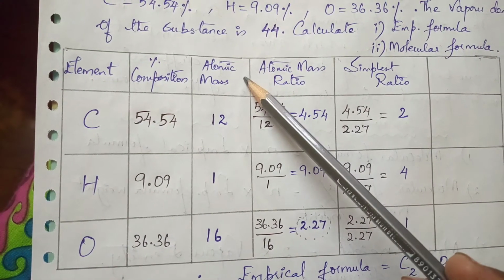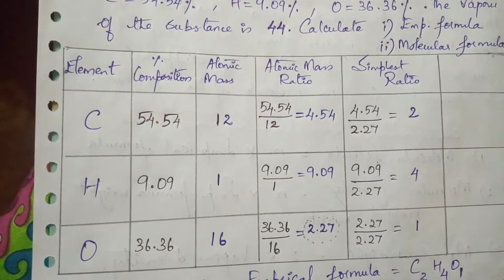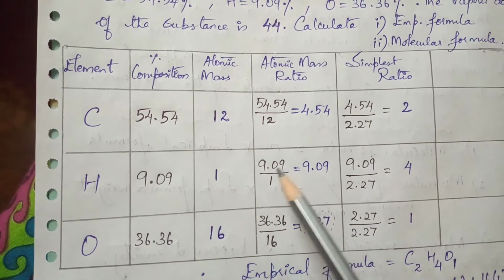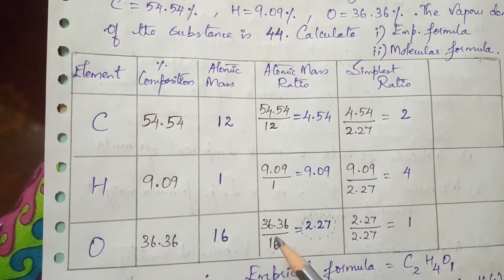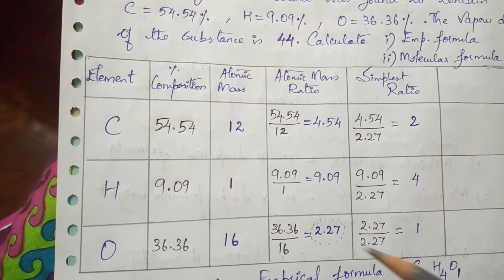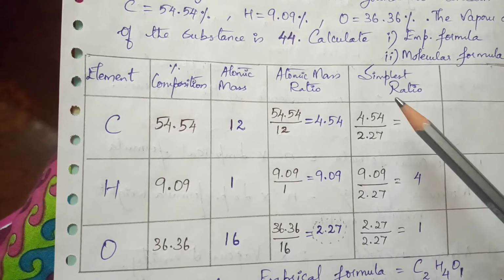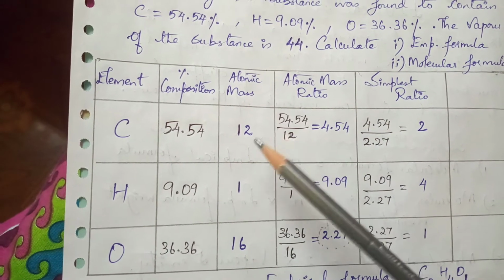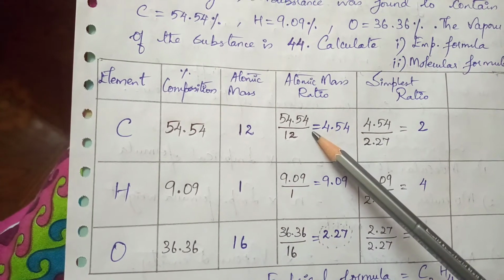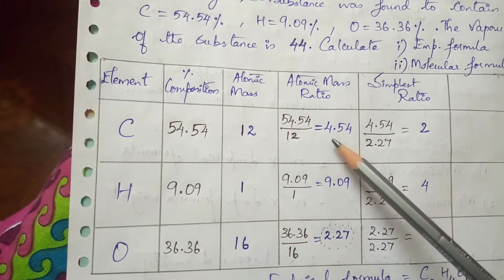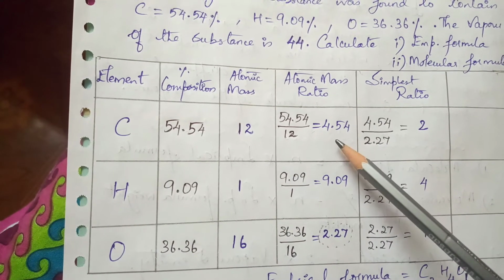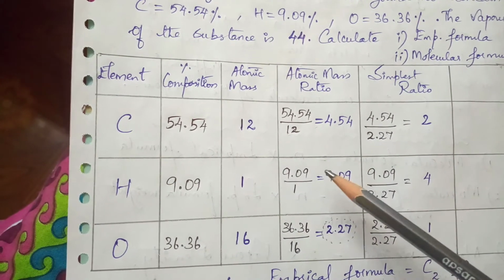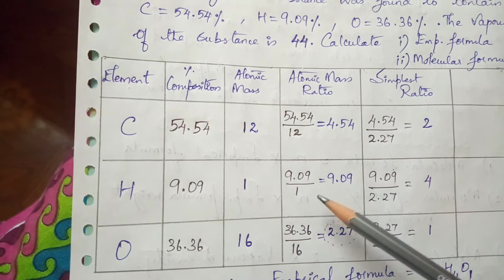The third column is the atomic mass. Carbon is 12, hydrogen is 1, and oxygen is 16. In the fourth column, we need to do the atomic mass ratio calculation, that is, the given percentage divided by its atomic mass. For carbon, 54.54 divided by 12 gives 4.54. These things are to be done manually. No calculators are allowed for the board exams for 10th standard, so kindly get prepared to calculate manually.